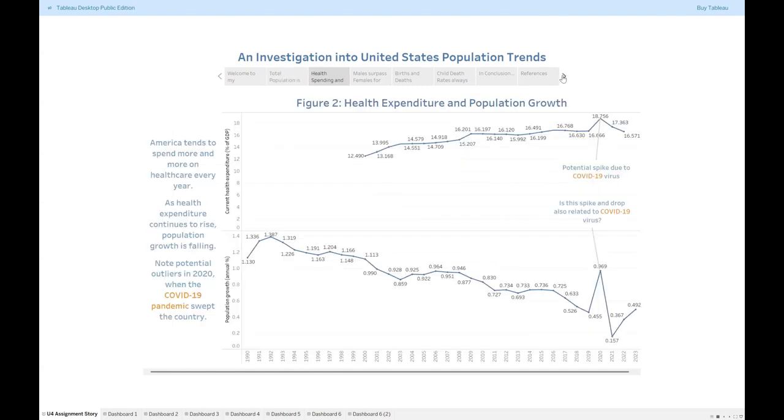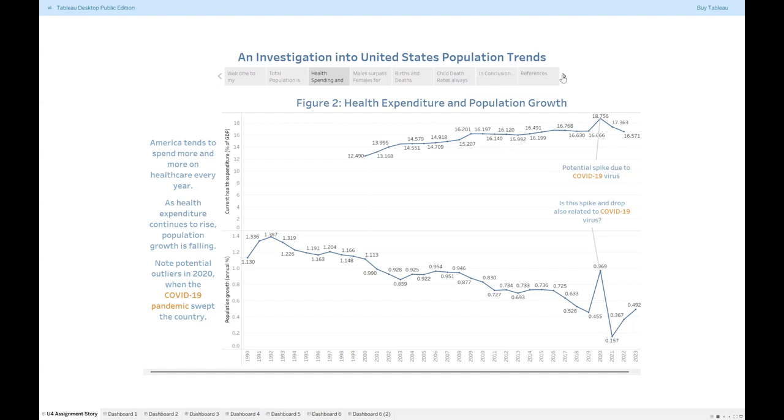Figure 2 uses line graphs to evidence the relationship between health expenditure and population growth. For over 30 years, America has tended to spend increased amounts on healthcare, despite slowing population growth rates. Note that population growth and total population are different metrics and can be contraindicated. The U.S. population is continuing to increase, just at a slower and slower rate every year.